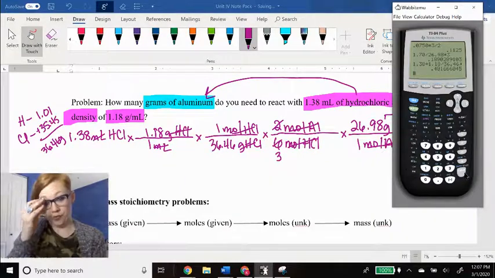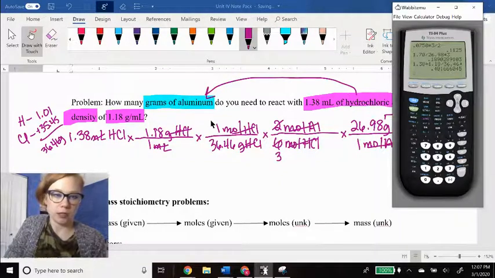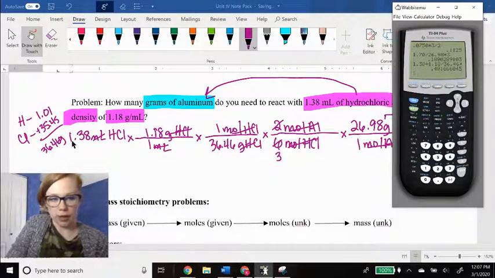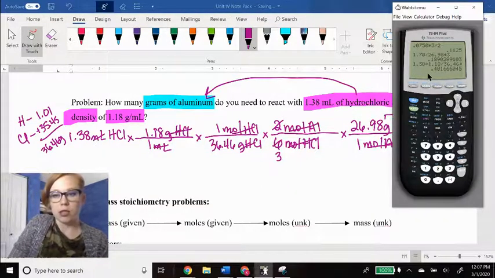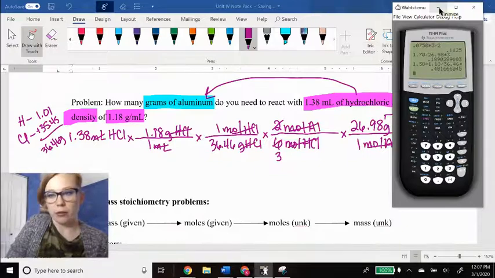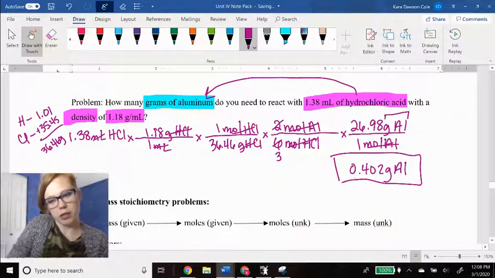Going back here, I got 0.401666045. I've got 3 sig figs in my given, 1.38, so that's what I want to look at. I go over here and count my numbers: 0.402, because the 1 is going to round up to a 2. So 0.402 grams of aluminum is my answer. And that is stoichiometry.